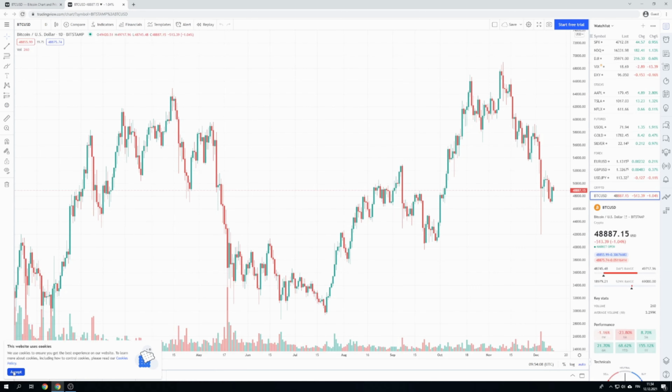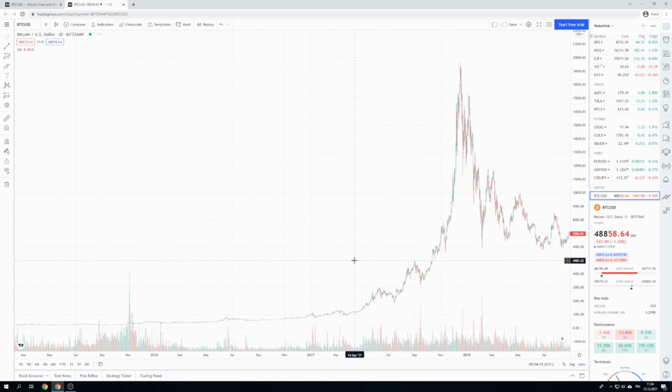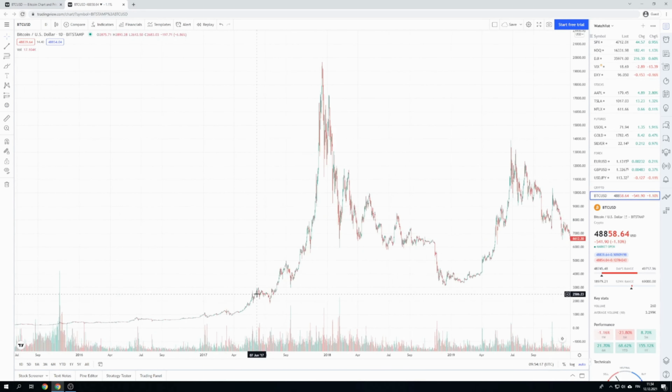But now I'm gonna refresh the page so we don't get the lagging interface of TradingView. So yeah, that's one point from there.